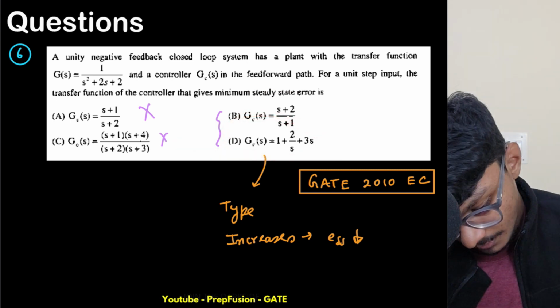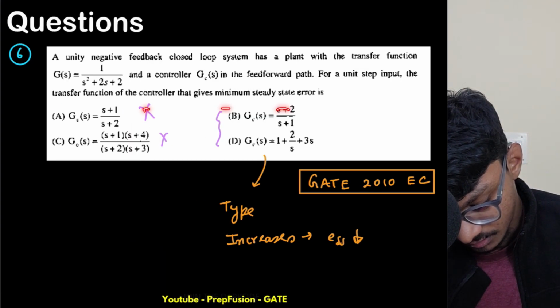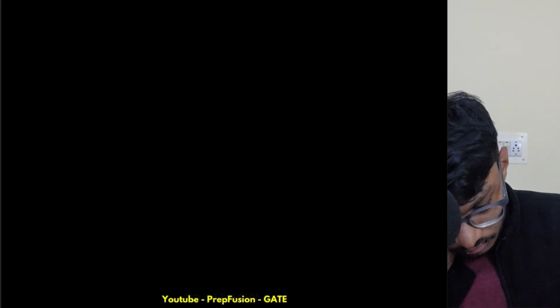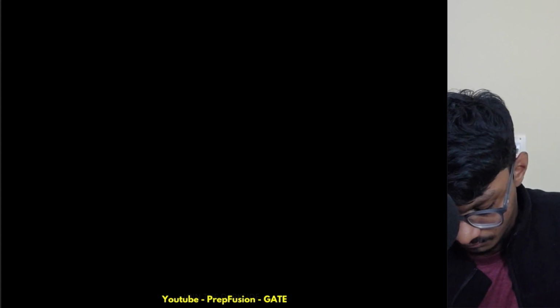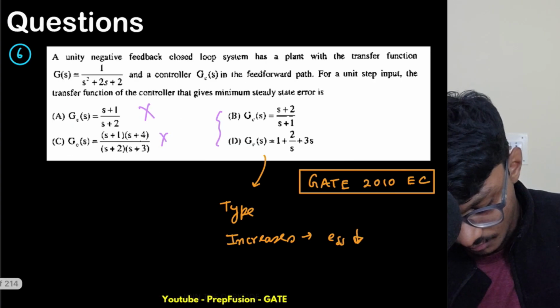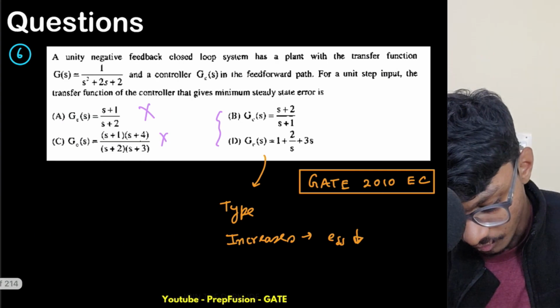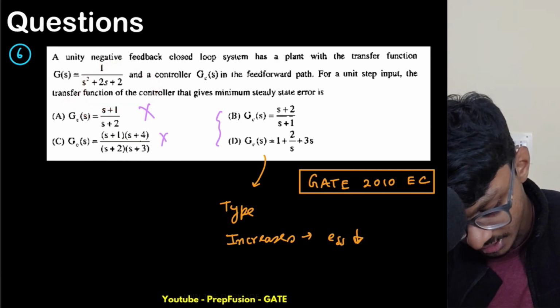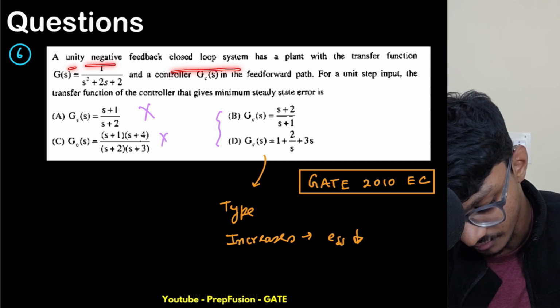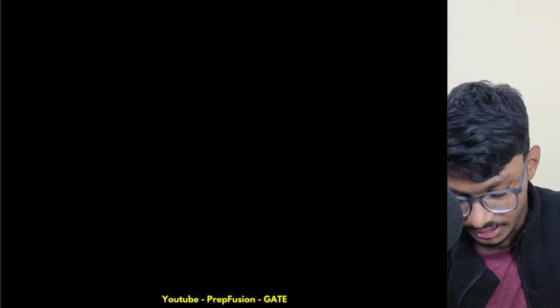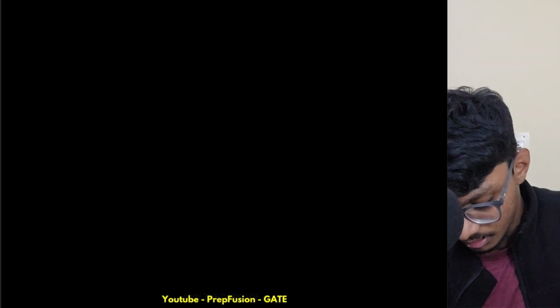So the transfer function of the controller that gives minimum steady state error. If you are confused between A and C and want to solve it, how do you solve it? Basically, for a unit step input, this is a simple unity, negative feedback control system. If you remember the formula, very good. If you don't remember the formula, then you can derive it from basics.